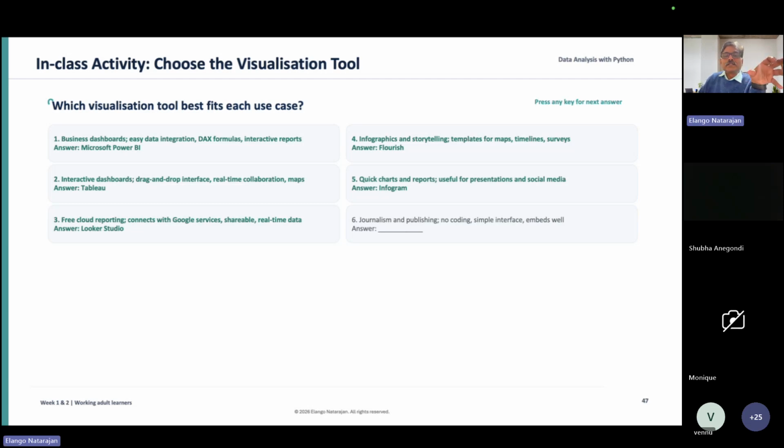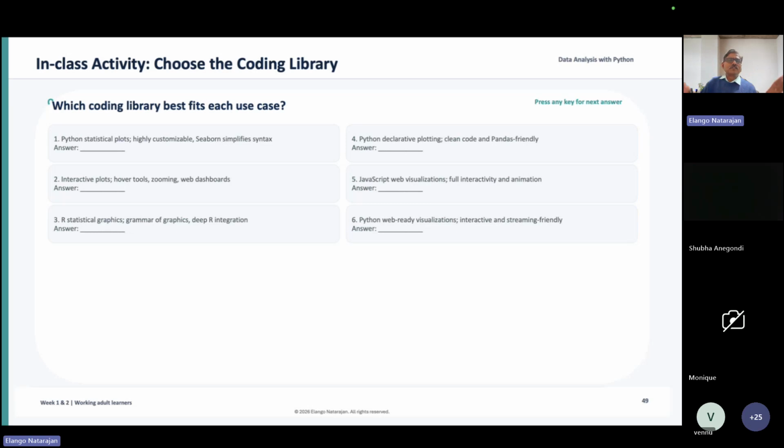For journalism and publishing, with no coding experience, you can go for Datawrapper. So I just gave a bit of the different libraries and the plots over here. For this use case, where you want to plot or see the graphs based on your statistical output, you can go for Seaborn. Okay. If you want to make an interactive plot where you can hover over the tools and zoom, web dashboards, then can you answer what would be the right one to use, or what do you prefer?